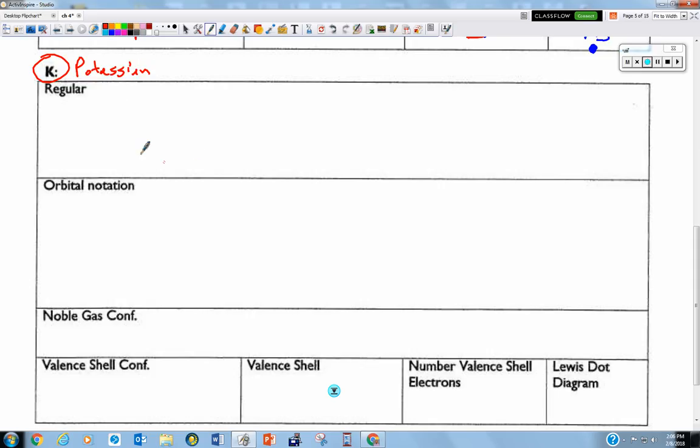First thing I want to know from the periodic table is that potassium has 19 electrons. This is what we're trying to accomplish. Potassium is also in group 1A. So a couple of things we can already identify: start down here with our Lewis structure. Potassium, group 1A, has 1 electron in its valence shell, and potassium is in row 4.